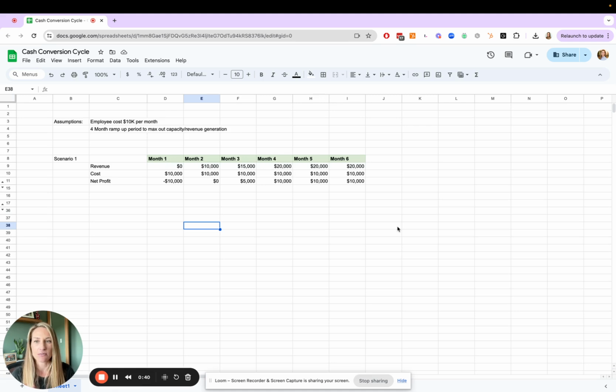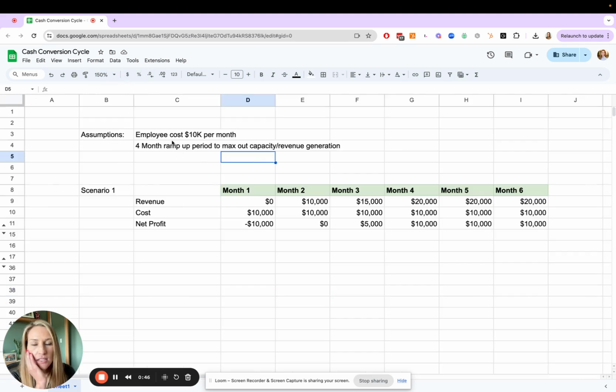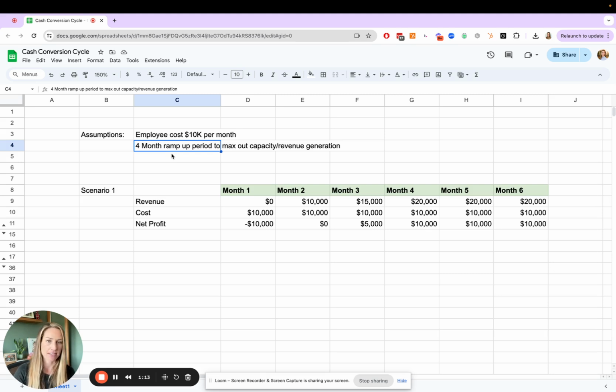So in this case, my assumptions are, and let me just zoom in here a little bit more, that you are a service-based business and you hire an employee. Your team is at max capacity, so you want to hire a new employee so that you can continue to grow. So we're going to assume for easy math that this employee costs $10,000 per month. And then we're also going to assume that it's going to take 4 months for them to be at max capacity, where they're actually fully generating the max amount of revenue that they can.